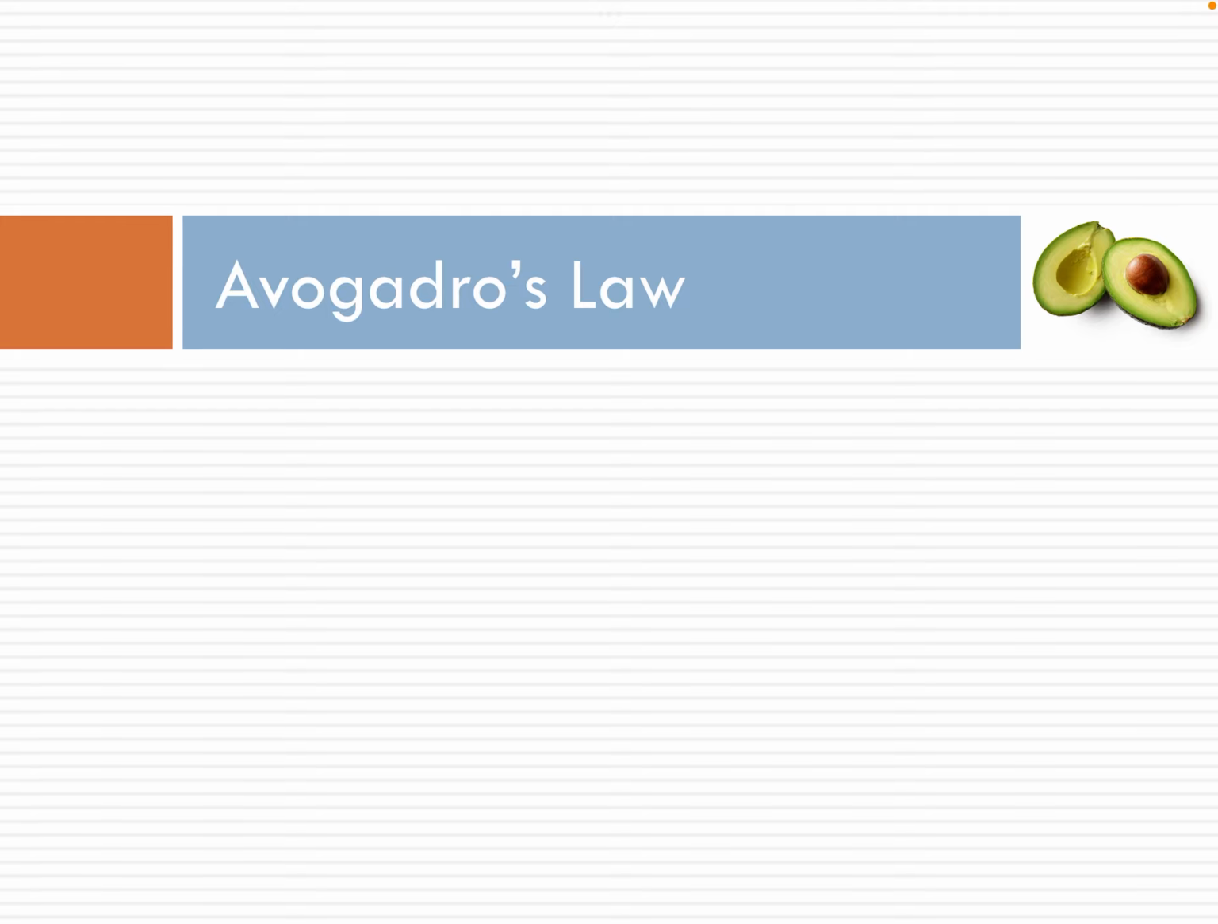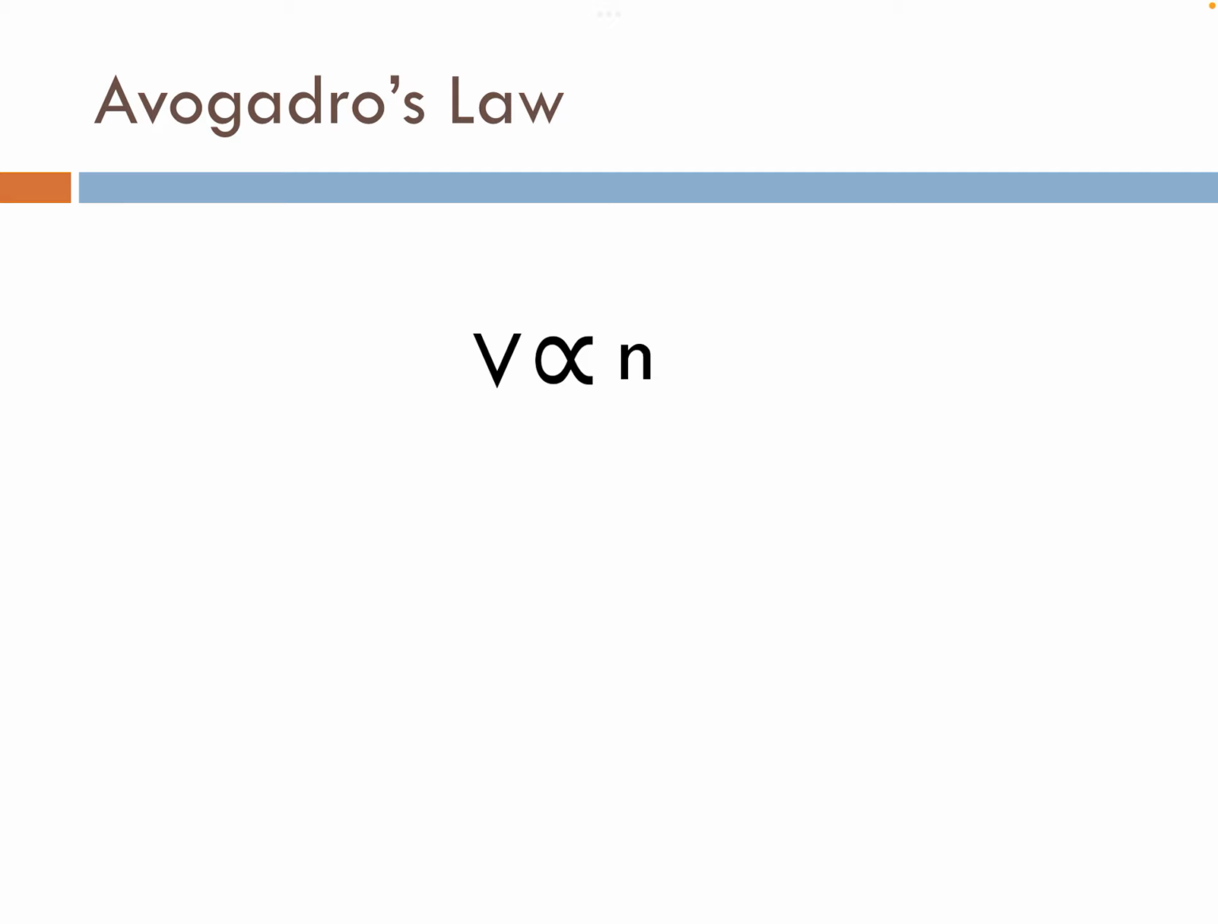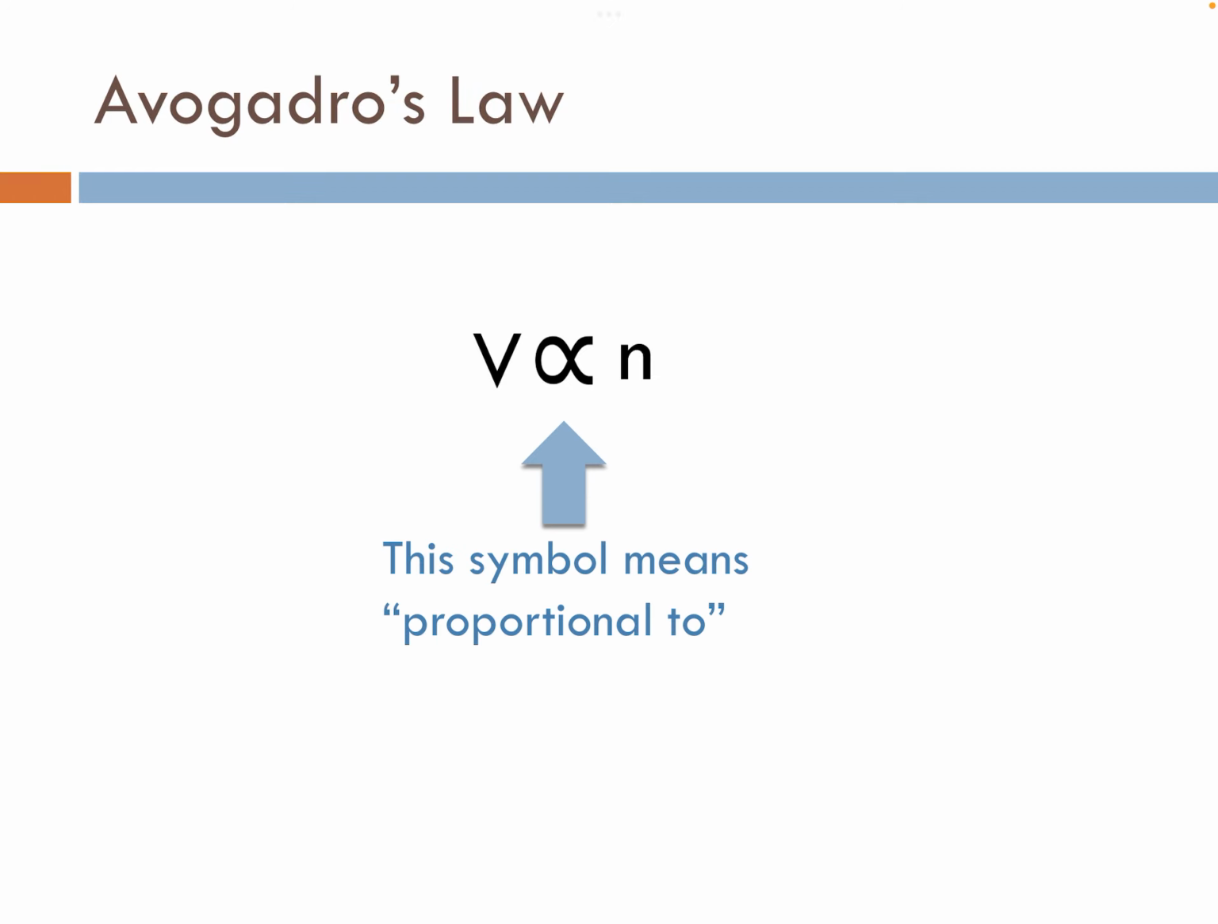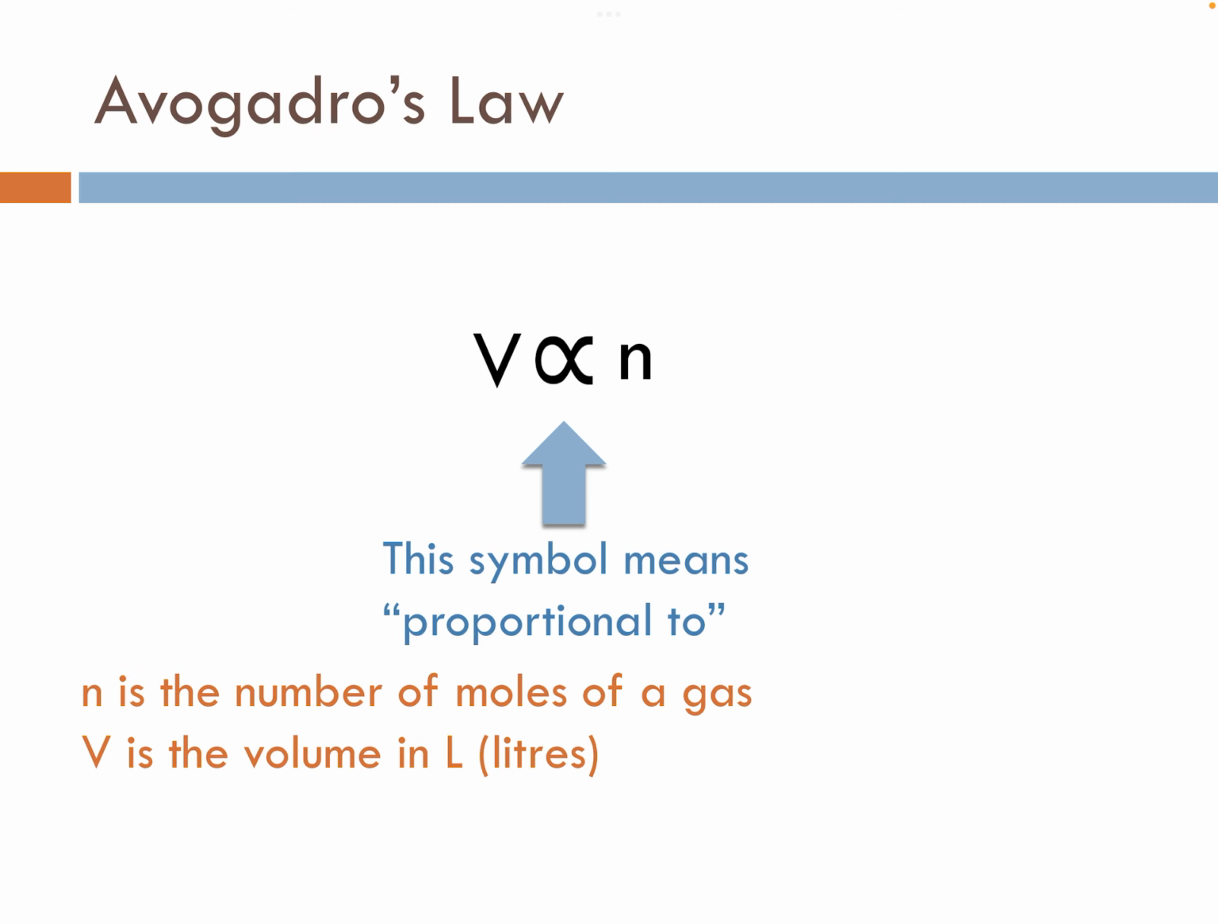So in this video, we're learning about Avogadro's law. Avogadro's law is all about volume and the number of moles of a gas you have in a space. That little symbol in the middle there means proportional to, and so what this law is saying is that the volume in liters of your gas is directly proportional to the number of moles in your gas.